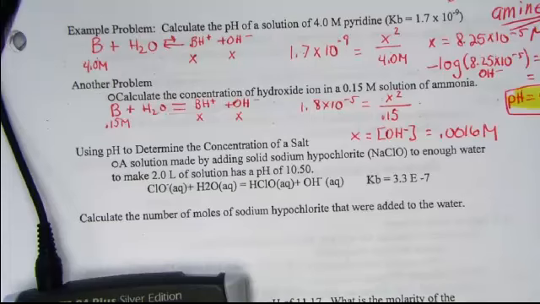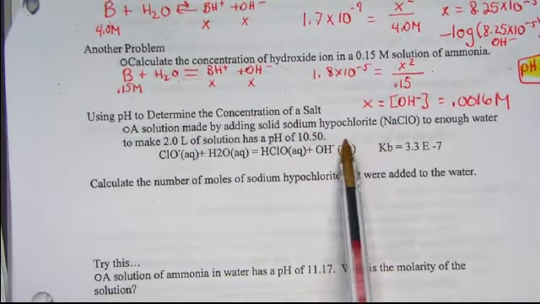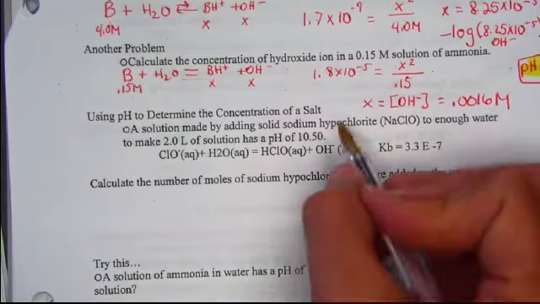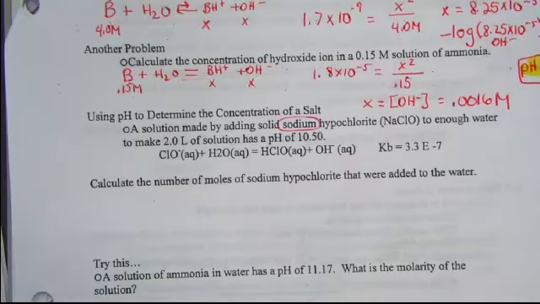Sometimes salts will create acids and bases. We can use pH to determine the concentration of a salt. The salt of sodium hypochlorite. Now I stressed earlier in the lessons about the spectator ions of any first family metal. If I take a solution and add a solid salt to it, that first name, sodium or any other first family metal, will drop out. It is a spectator ion.